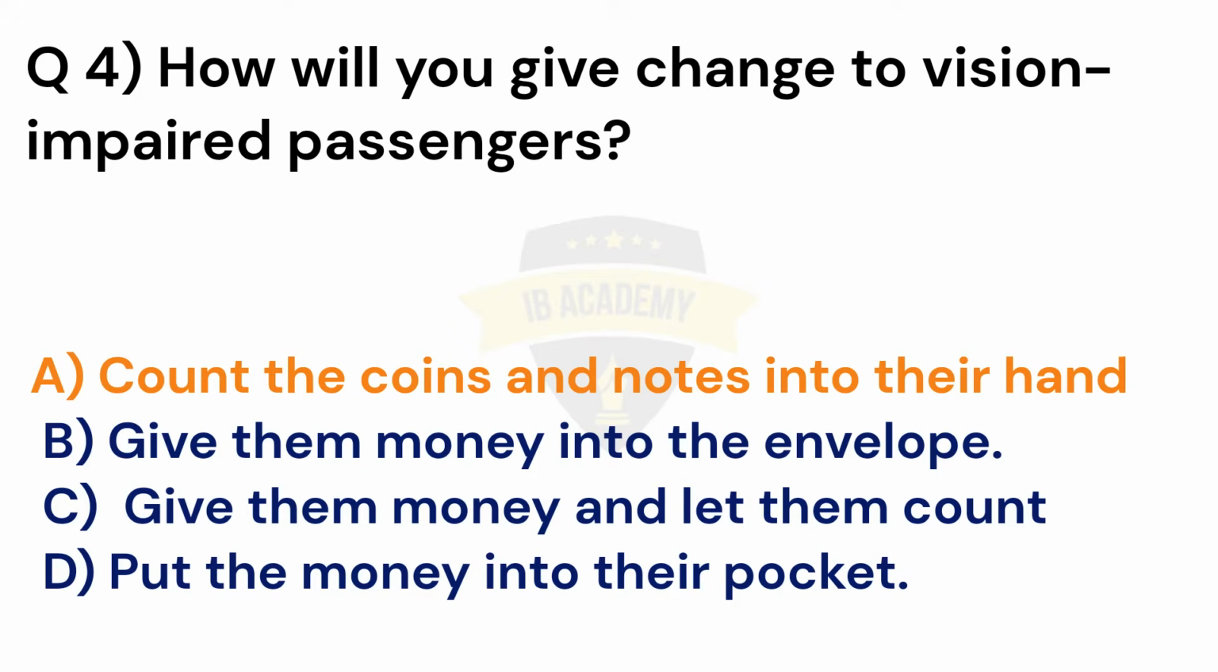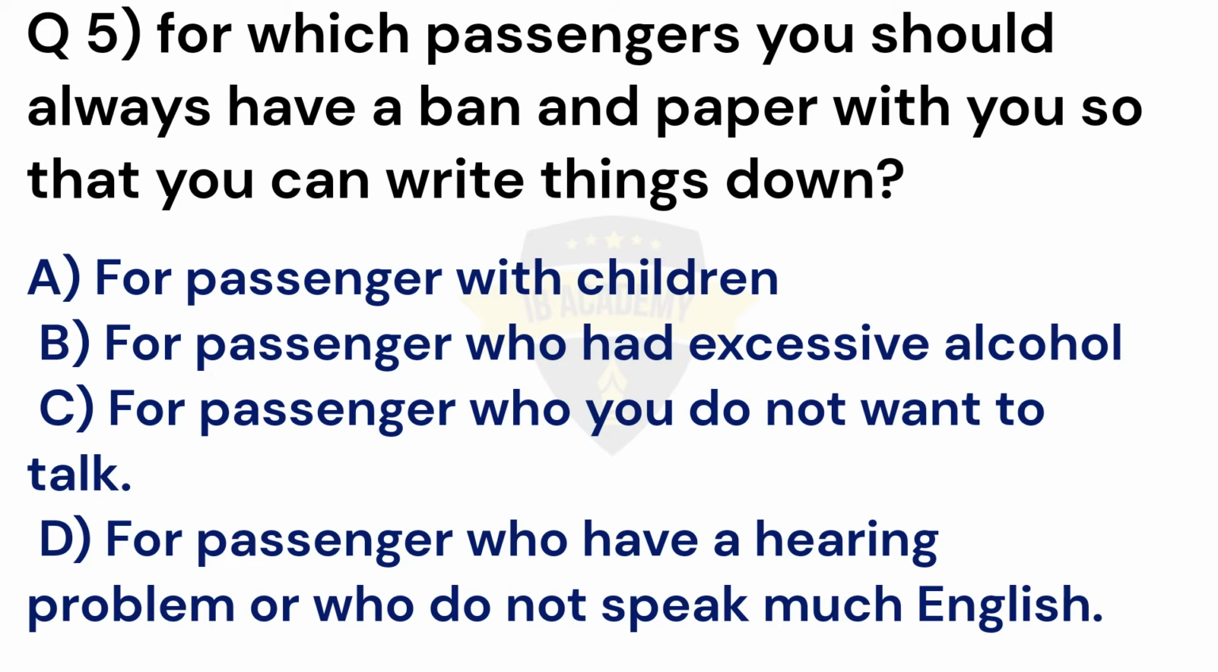Correct answer is option A. Clearly tell the passenger how much the fare is. When you give change to passengers who are vision impaired, it is important to count out the coins and notes into their hand.